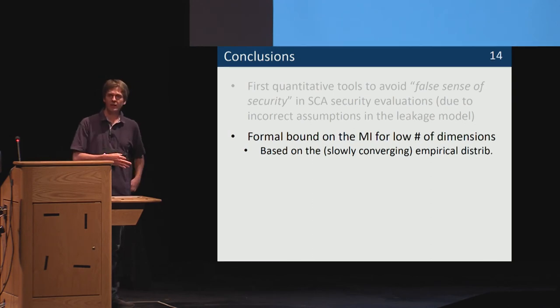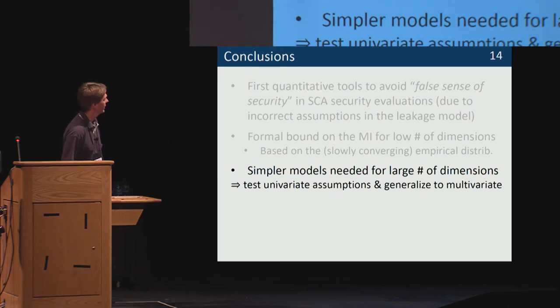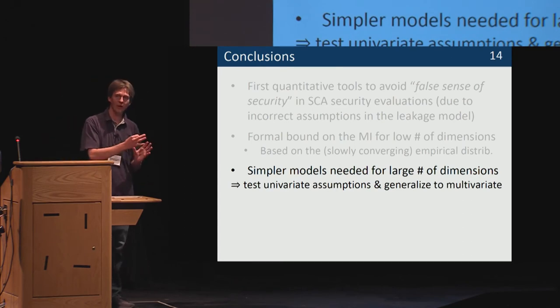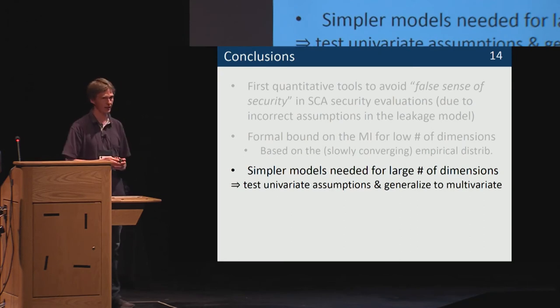When we want to analyze a larger number of dimensions, we show that it's usually needed and useful to have simpler models. And that suggests as a typical strategy, when you have a leaking device, to first try different models for a low number of dimensions and compare with the empirical bounds, so you know whether the model is good enough, and then generalize to multivariate attacks.